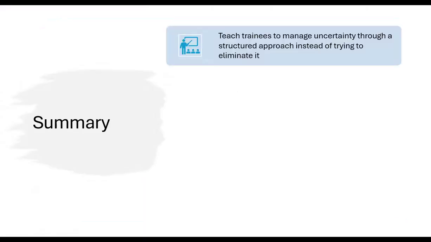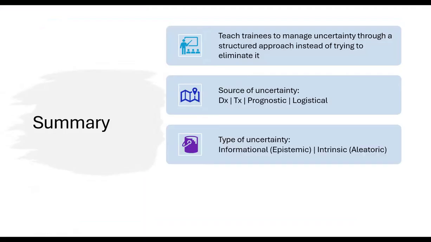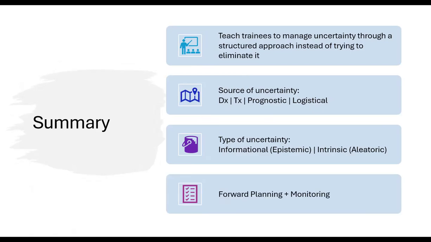So in summary, we can teach trainees how to navigate and manage uncertainty by giving them a structured approach instead of eliminating it. This starts with naming the source first and foremost, whether it's diagnostic, treatment-related, prognostic, or logistical. Then to determine whether it's a lack of information or if this uncertainty is simply intrinsic to the process. If it is intrinsic to it, then we can model to them the skills of forward planning and monitoring.